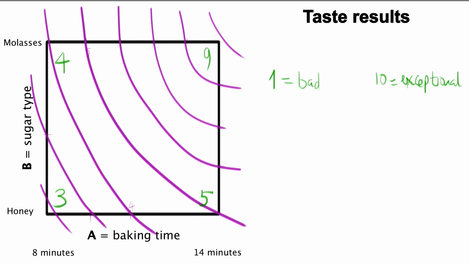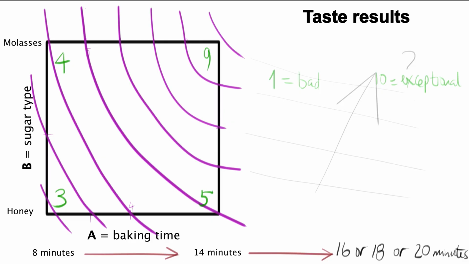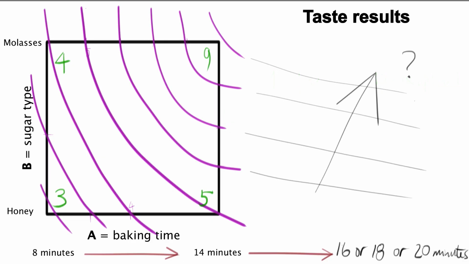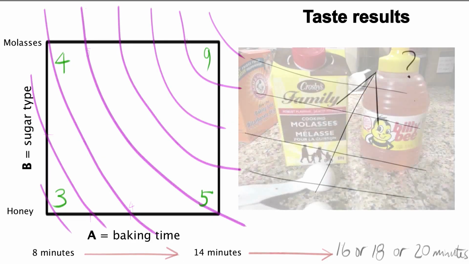We can see we get better taste if we increase the baking time from 8 minutes to 14 minutes. But what will happen to taste if we go and cook for 16 minutes, 18 minutes, or 20 minutes? Will taste really keep improving? Think of all those burnt biscuits you're going to create.